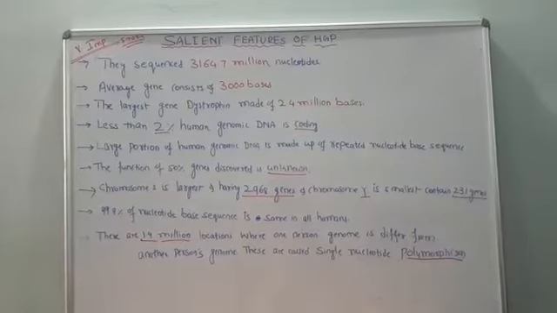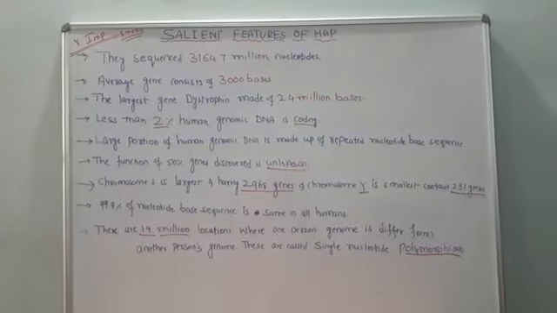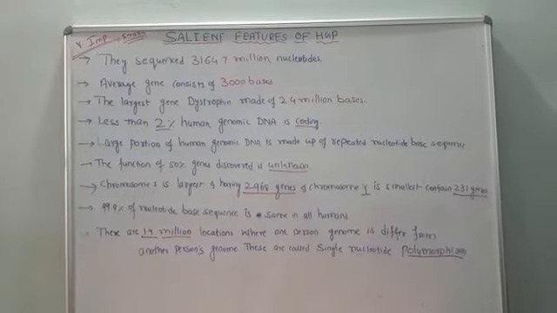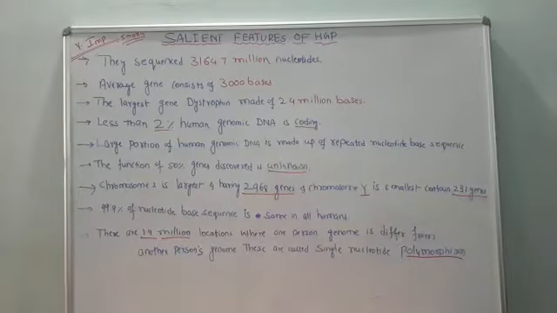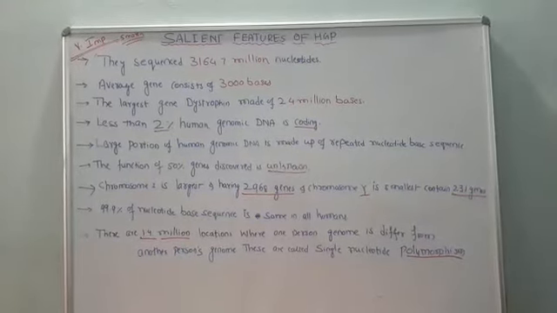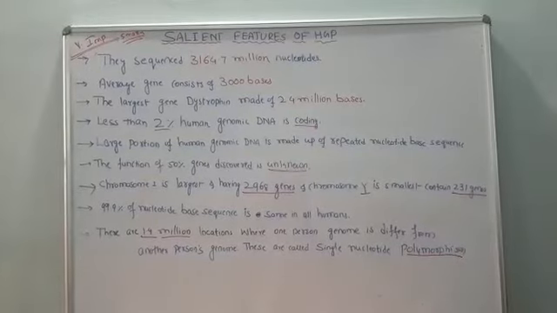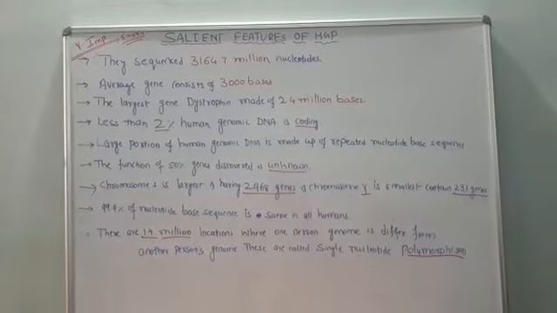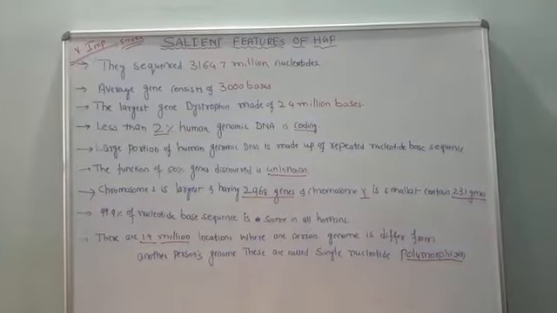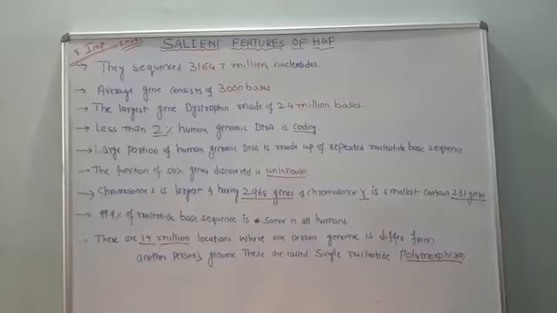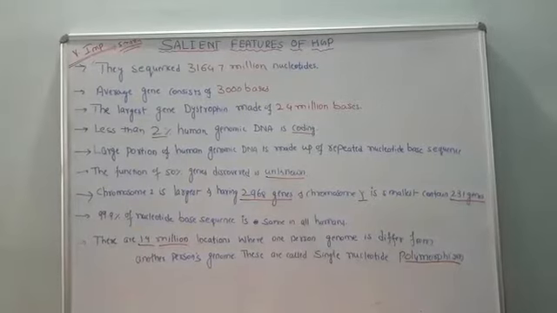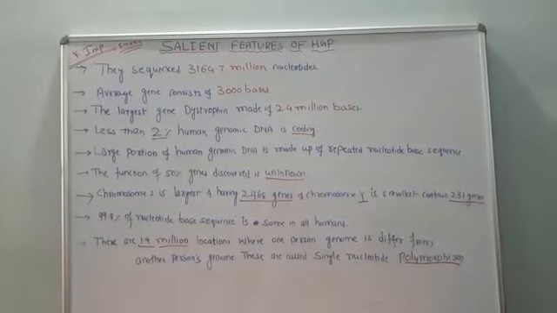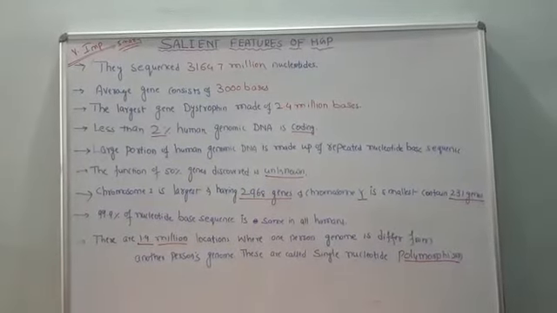So let us begin. The first point: the human genome contains, as we know, what is genome? Genome is the total number of genes present in a haploid set of chromosomes. So the human genome contains about 3164.7 million nucleotide bases. The data is written in red pen, the point is not clearly visible, but 3164.7 million nucleotides are found in a human genome.